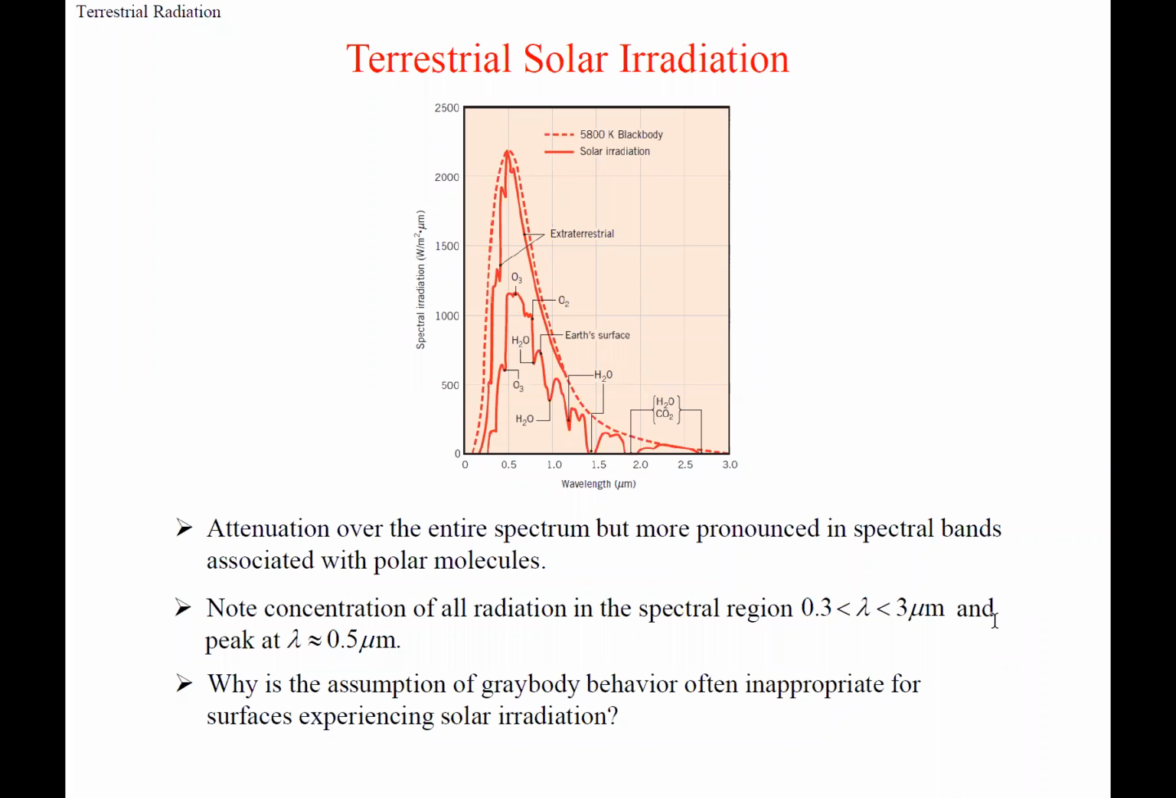So again, the 5800 from the sun, we have extraterrestrial at the outer portion of the atmosphere, and then you have on the Earth's surface what makes it there.